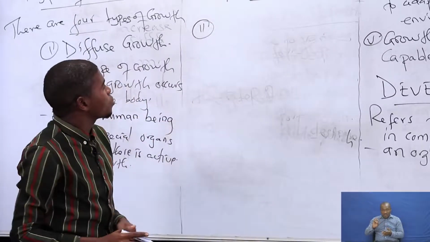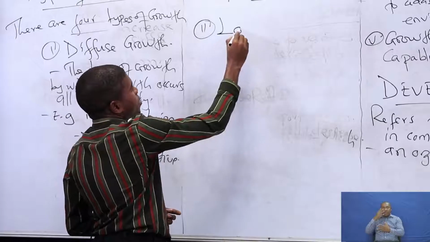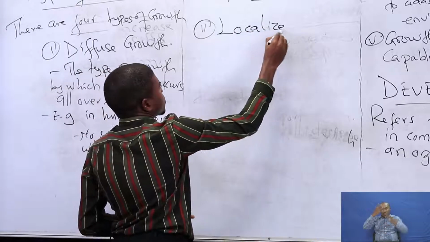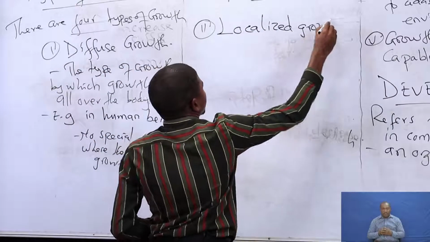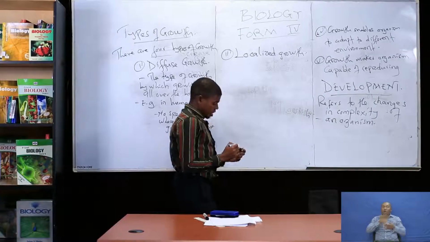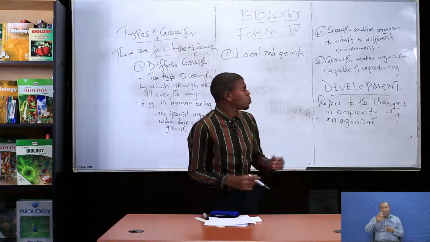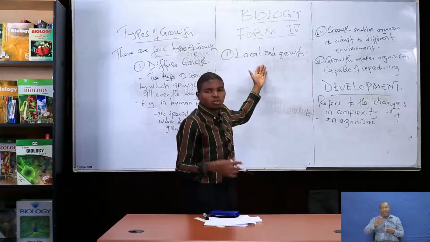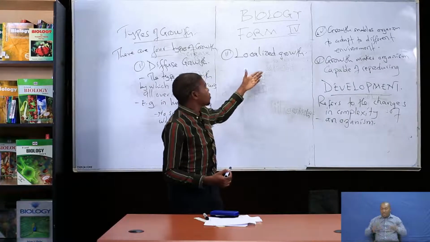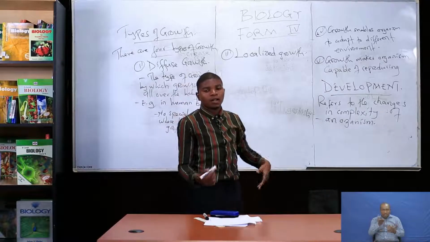Another type of growth is called localized growth. Can someone tell me what localized growth is? Or can someone define the meaning of localized growth?